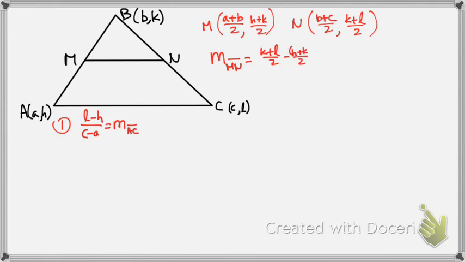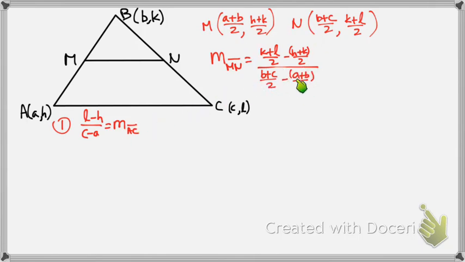Remember what I said in class, we need to put parentheses around h plus k because we're subtracting the entire quantity of h plus k over 2, and that's going to be my delta y. My change in x is going to be b plus c over 2, subtracted by the a plus b over 2. Again, parentheses here. So this represents my slope so far. Now, they don't look anything alike at all yet, but they will soon.